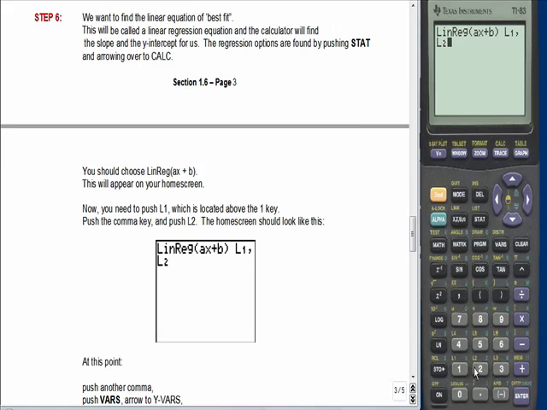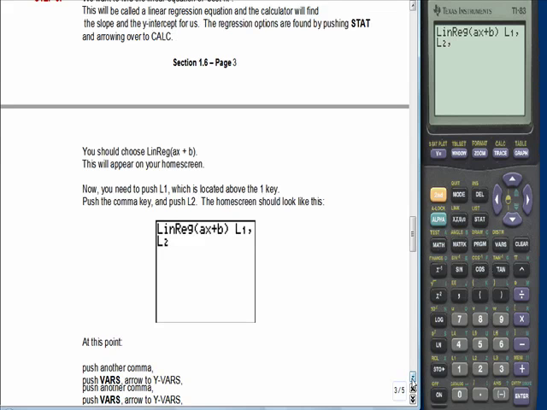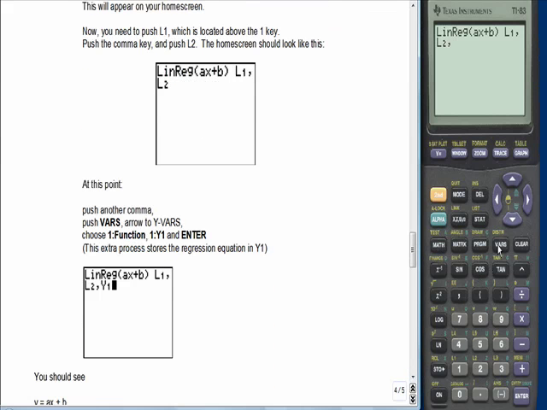Now, at this point, I'm going to press another comma, and then I'm going to press the vars key. You'll notice I have these steps on the sheet. I'm going to arrow over to yvars. I'm going to pick function, and I'm going to pick y1. What this set of vars steps is going to do is find the equation of the line, and it's going to put it in my y1. Again, if I don't want to graph the particular linear equation that I get, that step isn't necessary either.